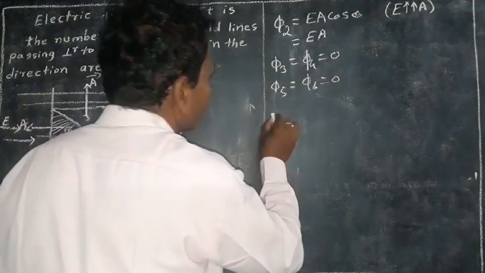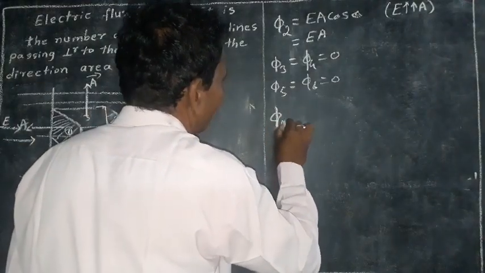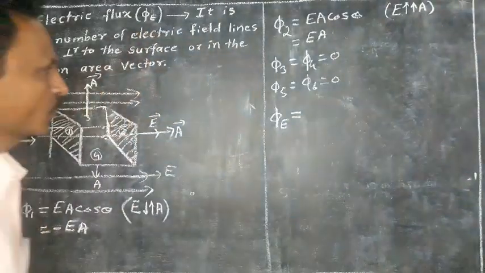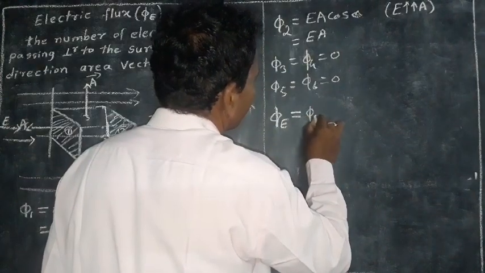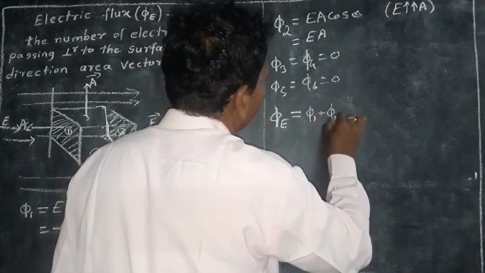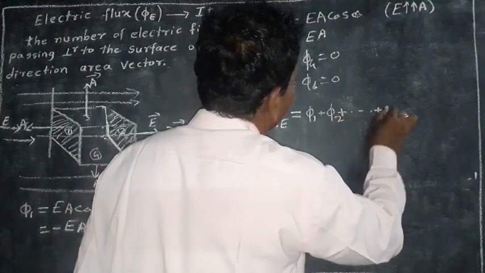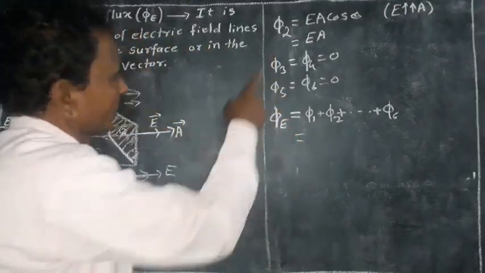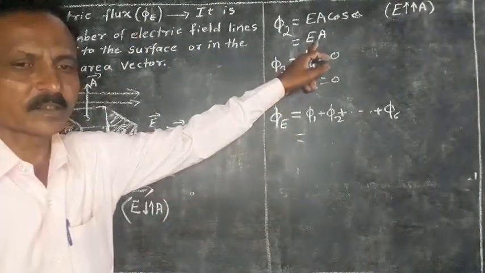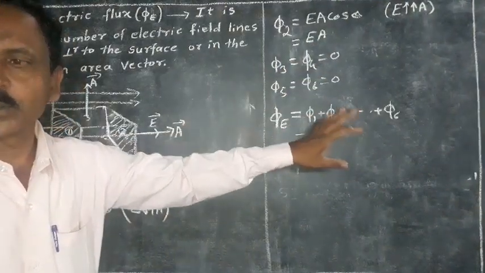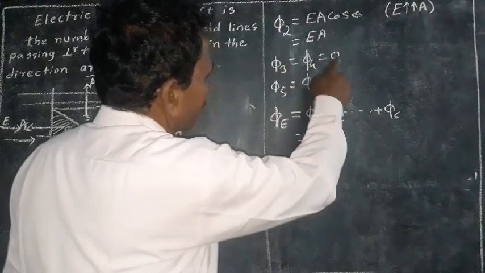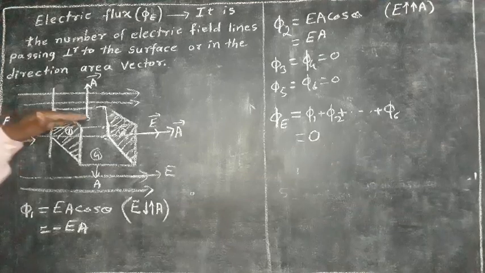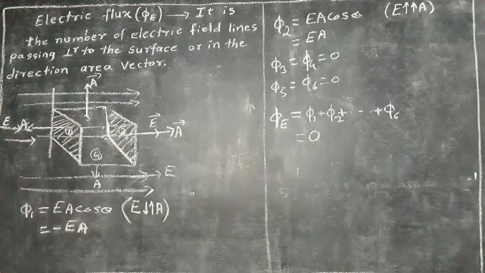Hence, the total electric flux phi E equal to phi 1 plus phi 2 plus phi 3 and so on up to phi 6 for the 6 surfaces, and phi 1 equal to minus EA and phi 2 equal to plus EA. Therefore, phi 1 plus phi 2 equal to 0, and all the others are 0. Hence, the flux through a closed surface placed in a uniform electric field is equal to 0.